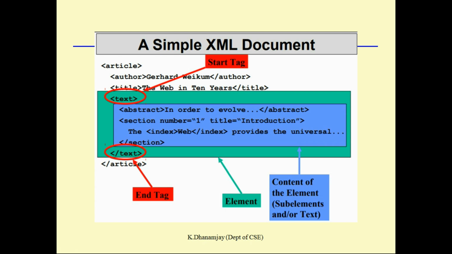Let's move on to here. Tell me, can anyone tell me, does a section have attributes? Yes, of course, section has attributes. Two attributes are there, that is number and title. Those two are attributes. And whatever values you want to specify in XML, you have to specify in double quotation marks.